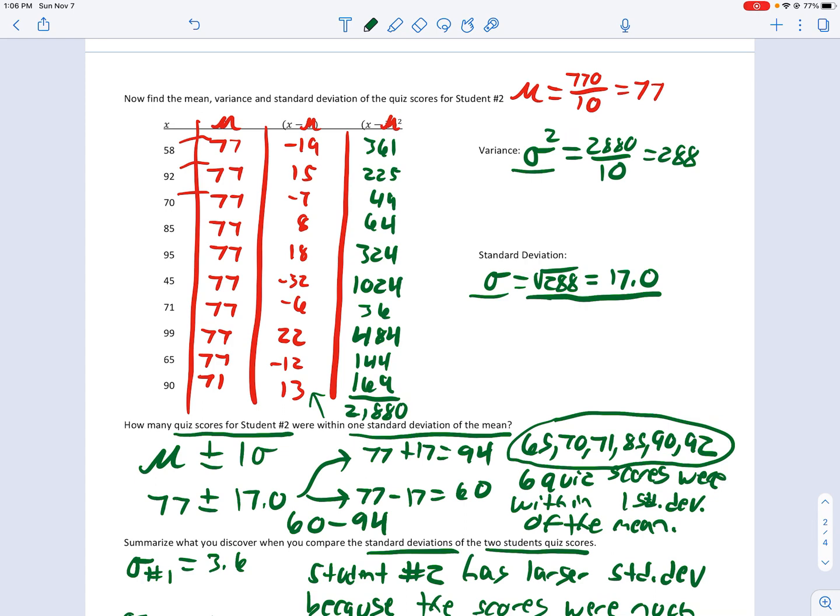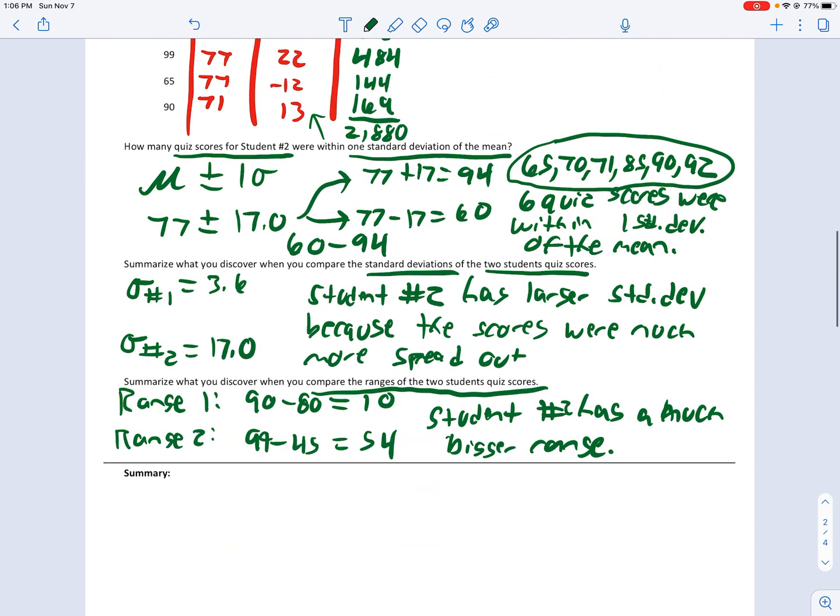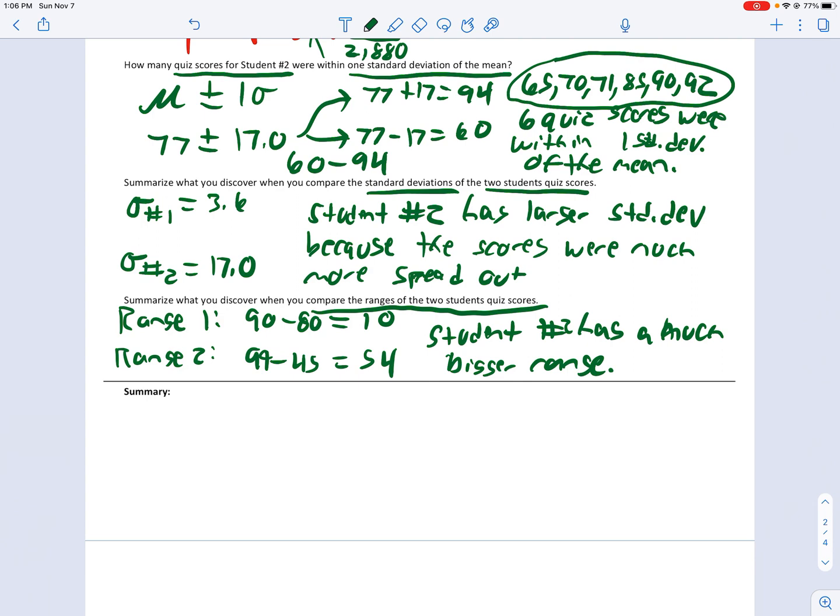So again, some terminology you're just going to have to get used to. Greek symbols, you're going to see them enough that they start to come easy for you to understand. Range, again, is how far the data is spread out from highest to lowest. So answer the essential question with your summary, and you'll be done with your notes.